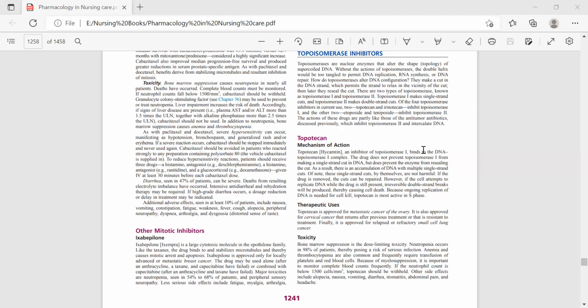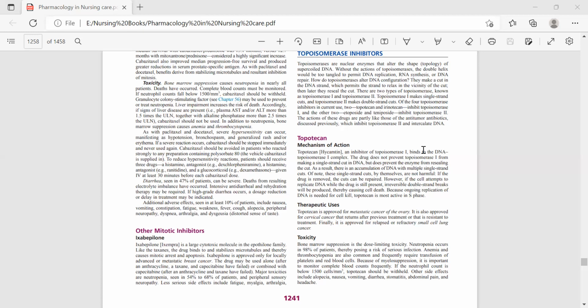Topotecan is an inhibitor of topoisomerase 1. It binds to the DNA-topoisomerase 1 complex and accumulates DNA with multiple single strand cuts. These single strand cuts are not harmful, and if the drug is removed, these cuts may be repaired. So it is very important to administer the drug during the replication of DNA, while the drug is still present at that moment. Then irreversible double strand breaks will be produced, ultimately causing cell death. So we have to say that topotecan is a phase specific drug.